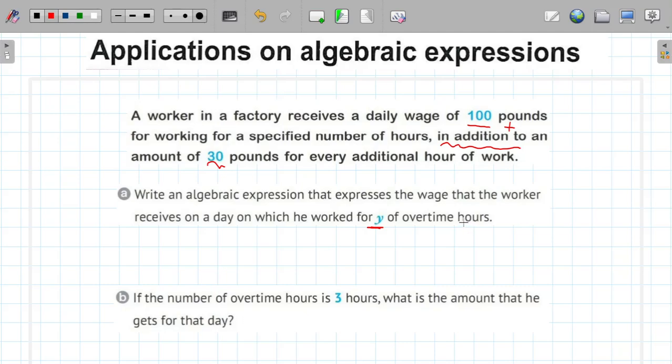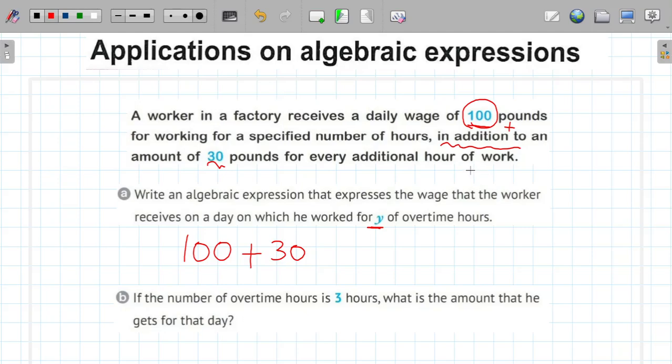He receives first 100 pounds, so I will say it's 100 pounds. In addition to, it means I will add another algebraic term, an amount of 30. So I have here 30 for every additional hour of work. So every hour he will receive 30 pounds.